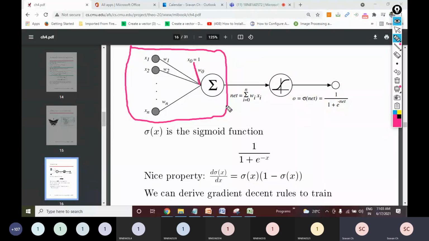Now, what is the sigmoid function? The diagram itself shows very clearly. The sigmoid function will convert your linear straight line into non-linear, something like this. So the symbol itself shows you very clearly what is the purpose of a sigmoid function.